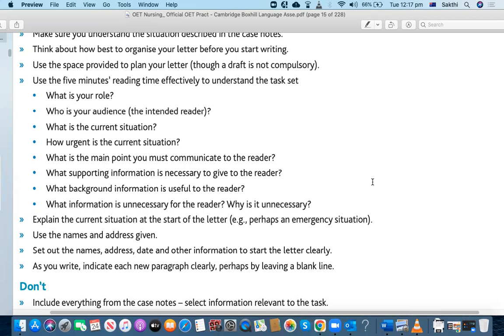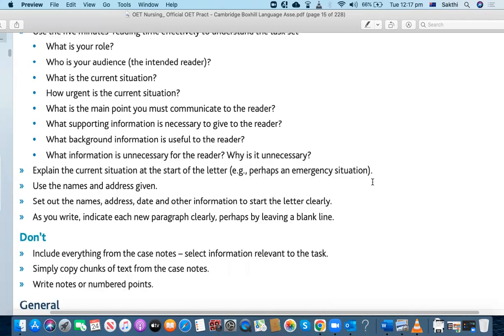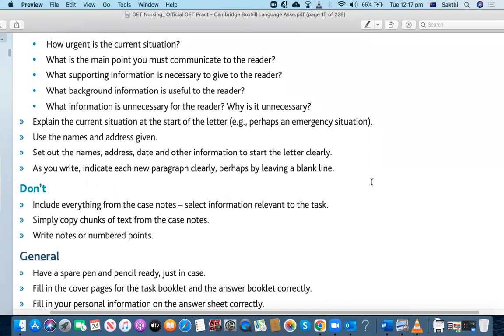Okay. You should definitely ignore the irrelevant case notes in your letter. You should never include them in your letter. Please do not do that. Is that clear with everyone? Perfect. Let's go through the next one.